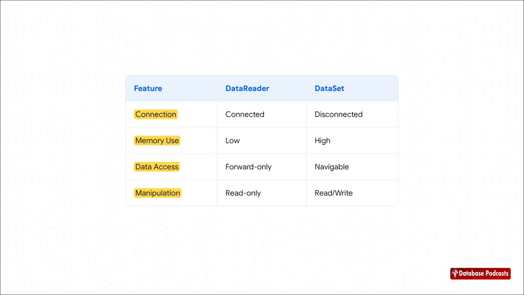At the end of the day, the crucial decision for any developer is knowing which tool to use for which job. You use a data reader for that blazing fast, forward-only, read-only access where you need to keep memory usage low. But you choose a data set when you need to actually manipulate the data, work offline, or manage complex relationships. Just remember, that incredible flexibility comes at the cost of holding all that data in memory.